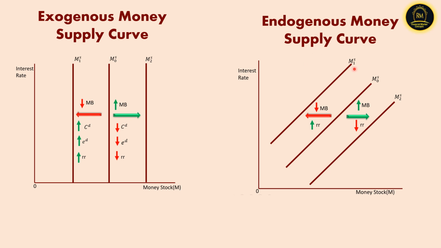Now in the endogenous money supply, the curve will shift towards the right with the central bank's increase in monetary base and fall in the required reserve ratio, leading to an increase in money stock, and the curve will shift towards the left with the central bank's reduction in monetary base and increase in the required reserve ratio.